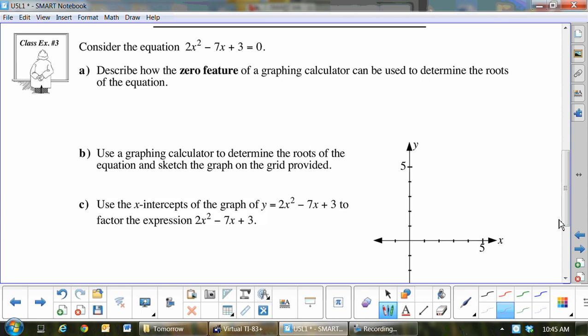Okay. So let's see how we can use our calculator to get the equations, how we can look at a picture and be able to get the equation.